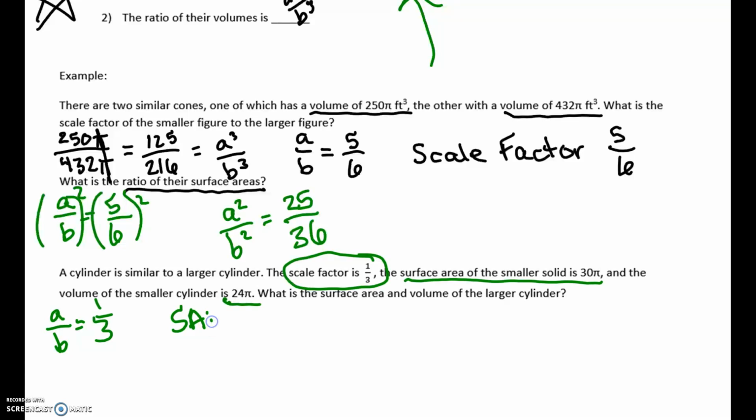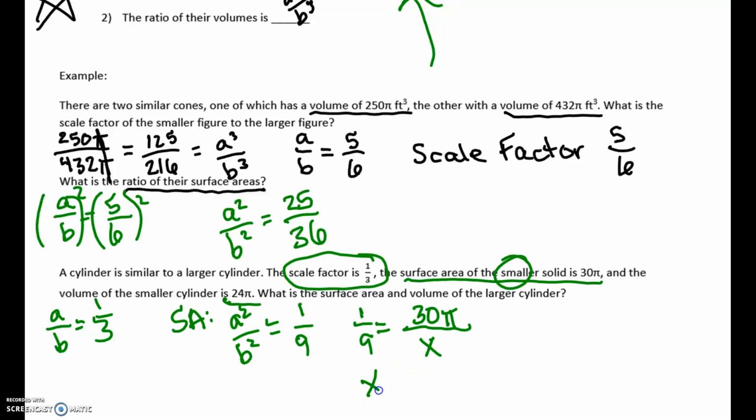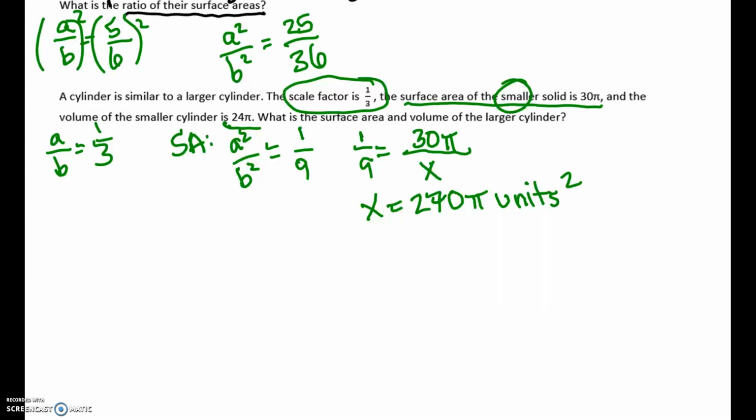So surface area is in a ratio of a squared over b squared. So when I square my a over b, I get 1 over 9. That means that 1 over 9 must equal, well, they tell me the surface area of the smaller cylinder is 30 pi. So 30 pi is going to go in my numerator because with my ratio over here, the smaller number's in the numerator. And I'm hunting for x. I'm hunting for the larger surface area. So we cross multiply. I get that x equals 9 times 30 pi is 270 pi units squared.